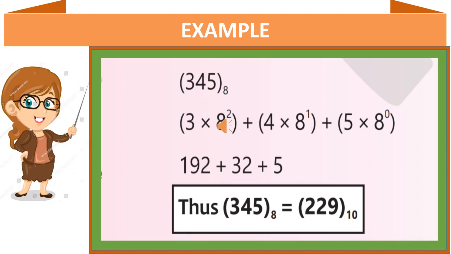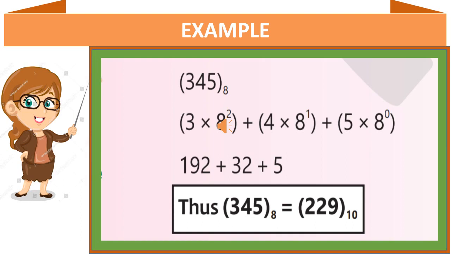Now let's see an example for converting octal number into decimal number. We have taken a number 345 to the base 8 and we have to convert this number into decimal number.